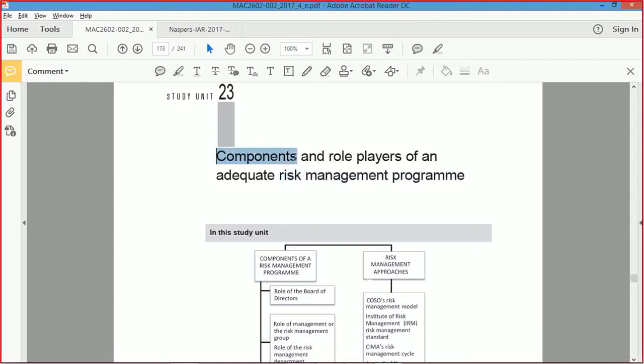So when looking at risk management, it's more a process of checking that things are going to occur, or not occur, but having an expectation of what's going to occur. That's more what you're looking at here. So when looking at risk management, there's going to be components and role players. Role players are the people that deal with risk.